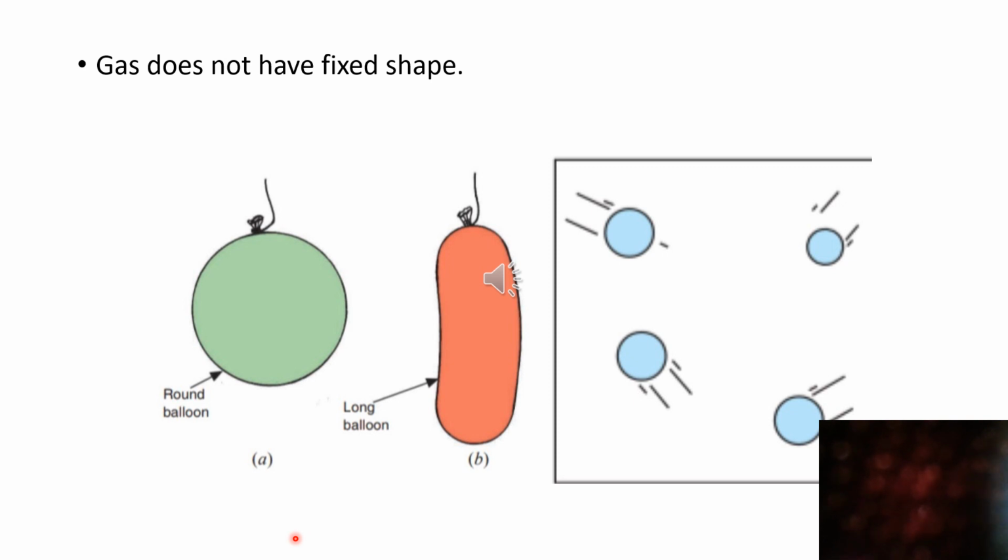It is because the particles in a gas can move around one another freely. The gas particles will move in all directions and spread apart as they fill the container, so it will take the shape of the container. As we can see in the picture, the gas will take the shape of the round balloon or the long balloon.